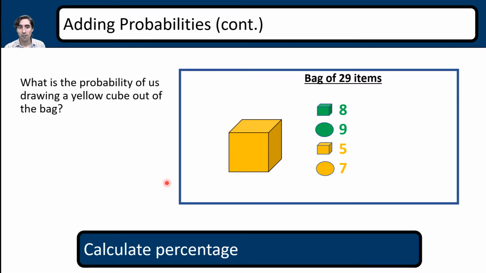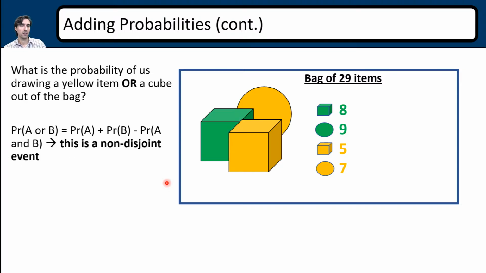What is the probability of us drawing a yellow cube out of the bag? Just that. It is 5 divided by 29. Am I right? Haha, totally right.